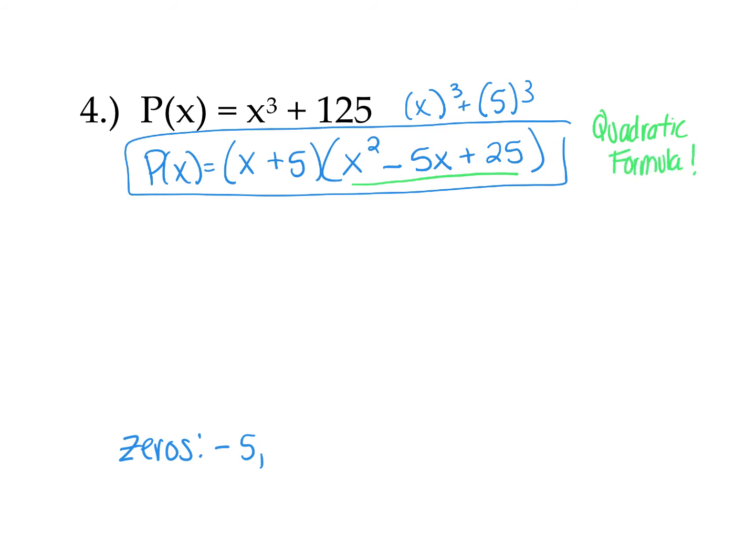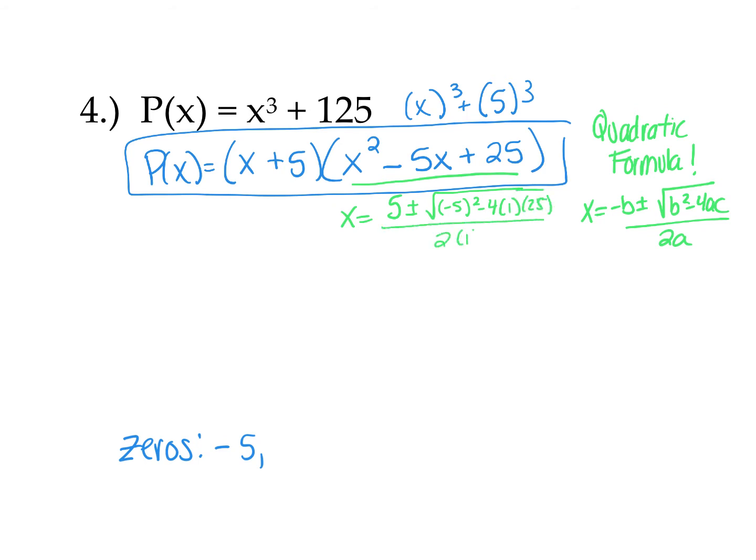I know, blast from the past. So opposite b plus or minus the square root of b squared minus 4ac all over 2a. So opposite of b, well, b is already negative, so positive 5 plus or minus the square root of -5 squared minus 4 times 1 times 25, all over 2 times 1. So 5 plus or minus the square root of, well, 25 minus 100 is going to give me -75.